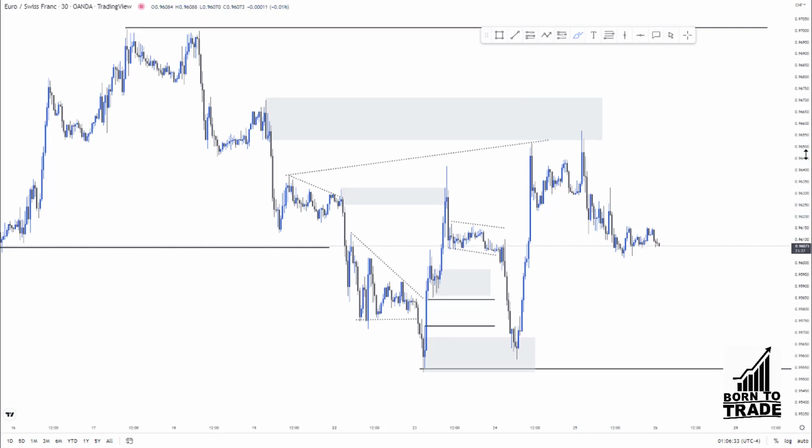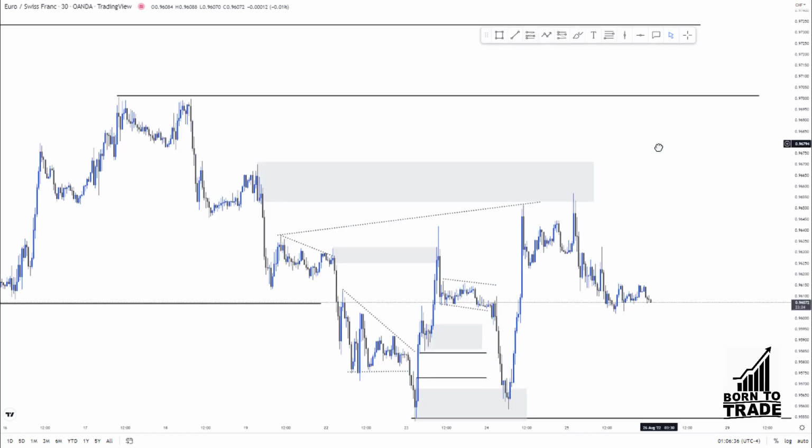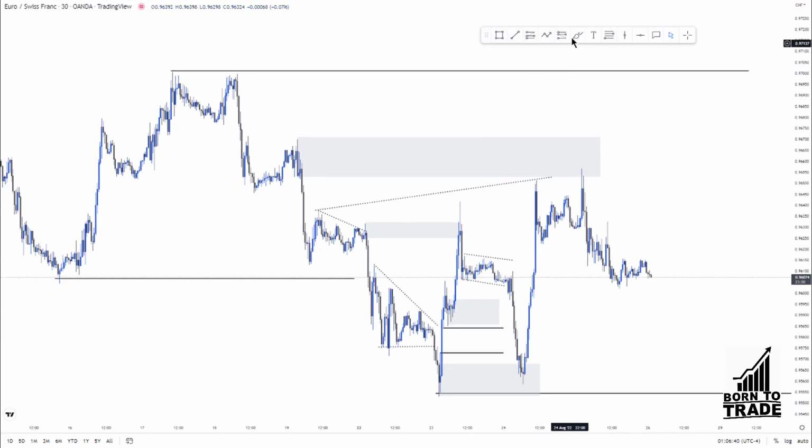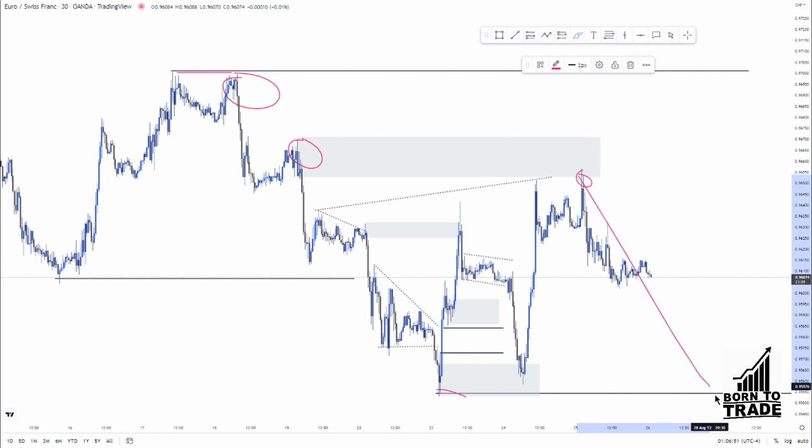So these are the remaining two good zones that we're expecting price to react from, because this particular high right here gave us this low. Our expectation is that either this zone or this zone will push price lower to take out this low right here.